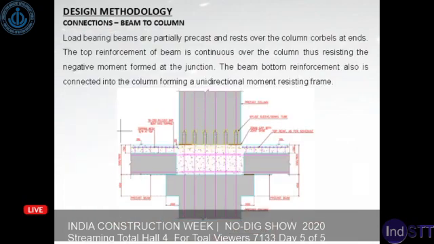Next connection is a beam to column connection, also a very important connection, and this connection is designed as a moment resistant connection. So the load bearing beams are partially precast and they rest over the column corbels at ends. The top reinforcement of the beam is continuous over the column and thus resisting negative moment formed at the junction. You can note that the beam bottom reinforcement also is connected into the column, forming a unidirectional moment resisting frame.